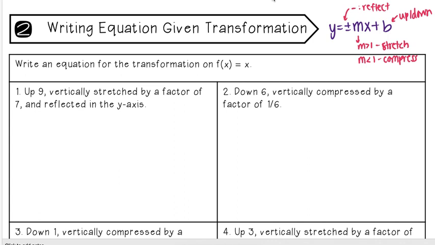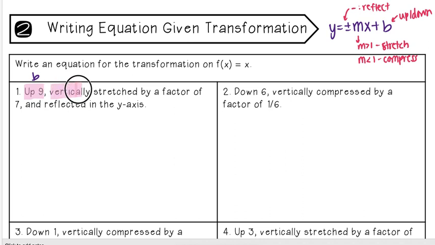Okay, so for this video, we're going to look at writing an equation given a transformation. For this first one, it says I go up 9. Remember, the part of your equation that moves it up or down, which I made a little note over here, is going to be my b value. So I know that's going to be my b.